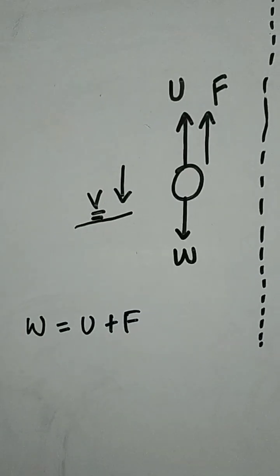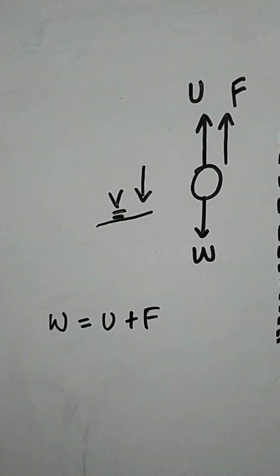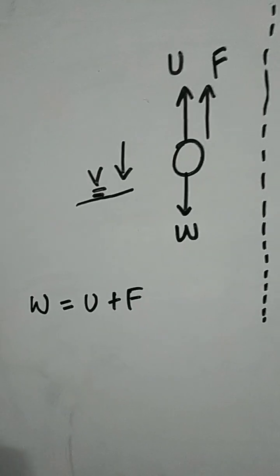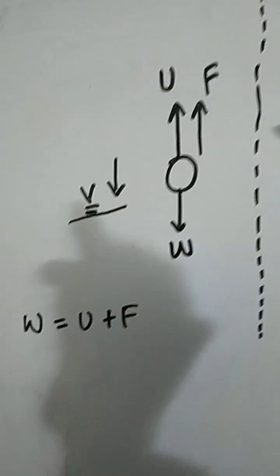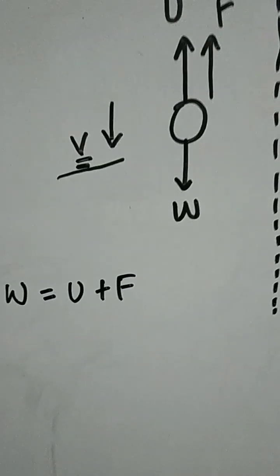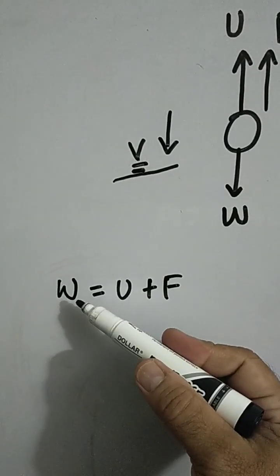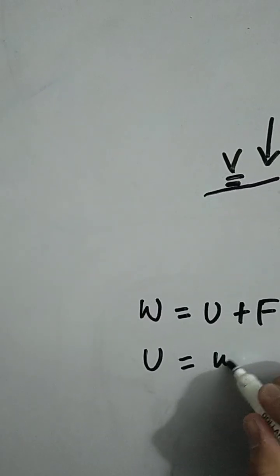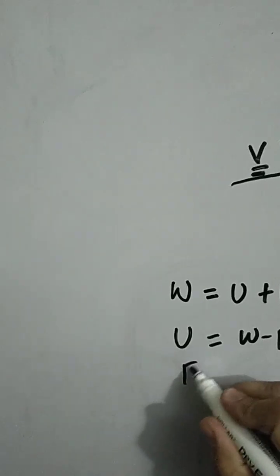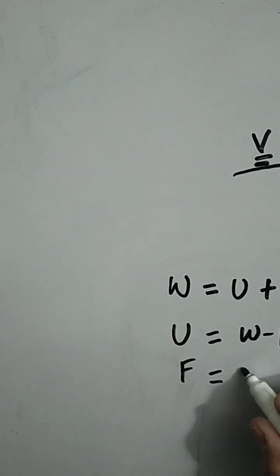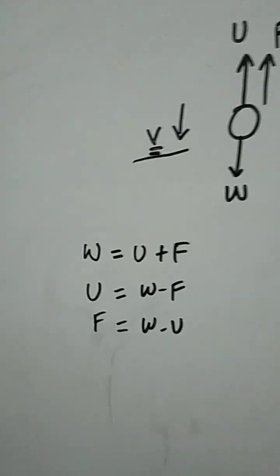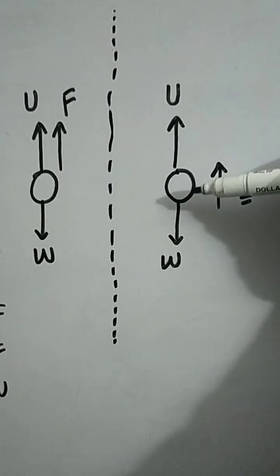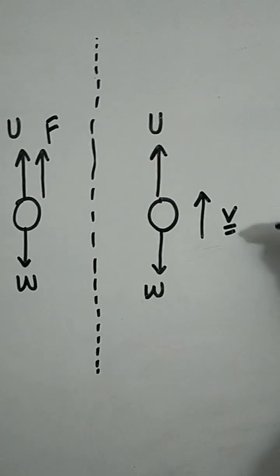And you should remember the drag force is dependent on the velocity with which the object is moving, whereas upthrust depends on the surface area of the object, which is constant. W is the weight of the object. Now, W is equal to U plus F is one equation. I can alternatively write U is equal to W minus F, and F is equal to W minus U. Now the question is asking: suppose the same balloon is ascending upwards with the same velocity.